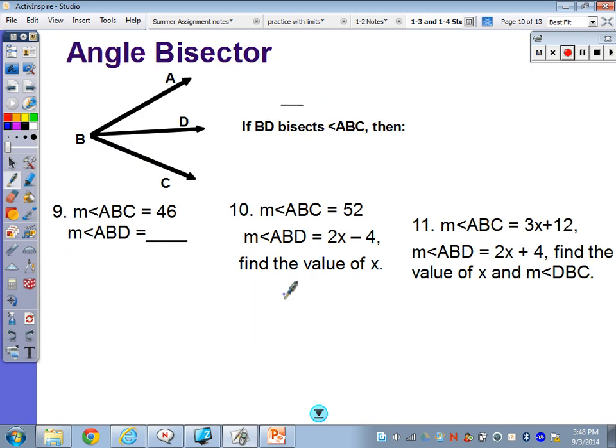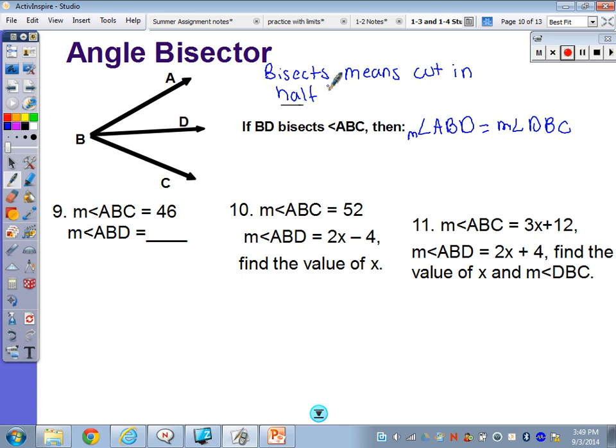And then the second last example is an angle bisector. So if BD bisects angle ABC, then the measure of angle ABD is equal to the measure of angle DBC. And so bisects means to cut in half. So make sure you write that down because it's important. So it means to cut in half or divide into two equal parts.